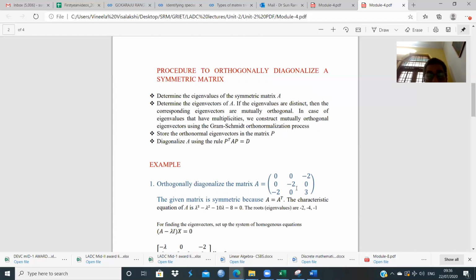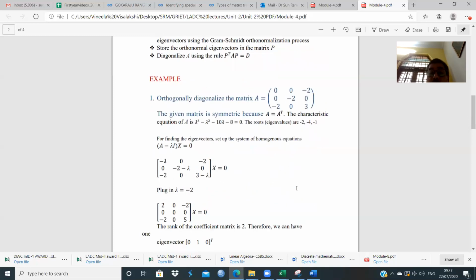So using the Gram-Schmidt process, you try to ensure that all the vectors that we get as eigenvectors are mutually orthogonal. You store the orthonormal vectors in the matrix P. That is, not only should you find orthogonal vectors, you must also make them of unit length. That is called the process of normalization. And then once the matrix P is built, you diagonalize the matrix A using the rule D is equal to P transpose AP. Now let us go through two examples.